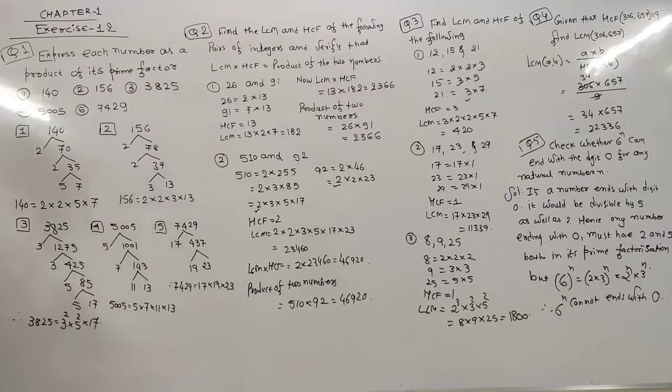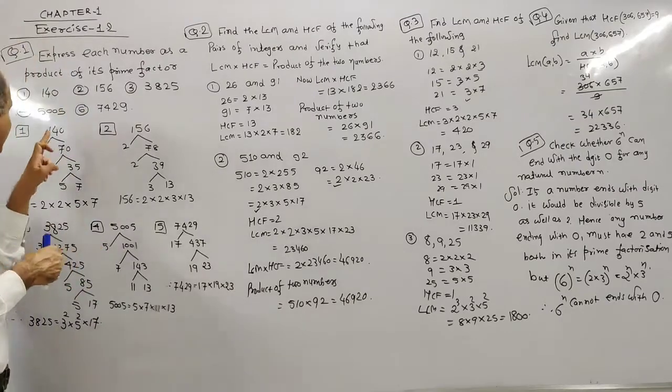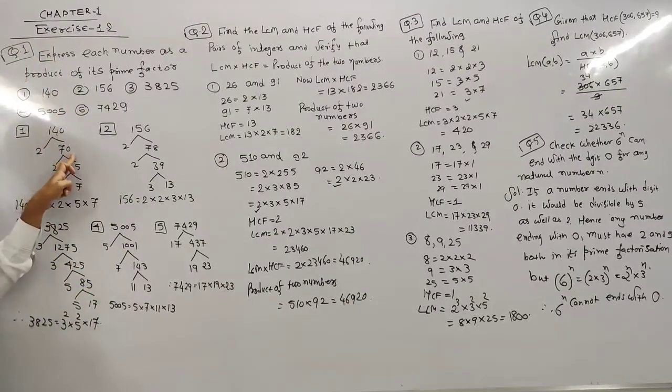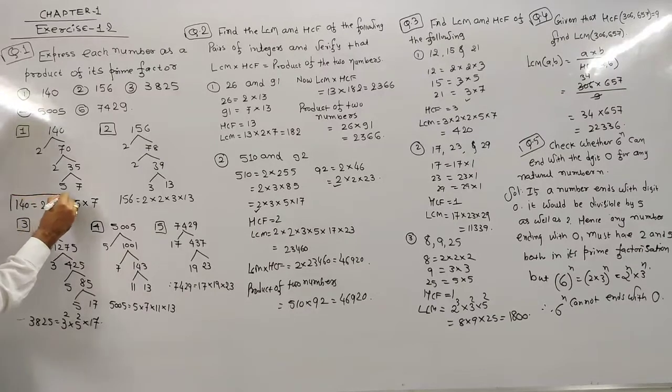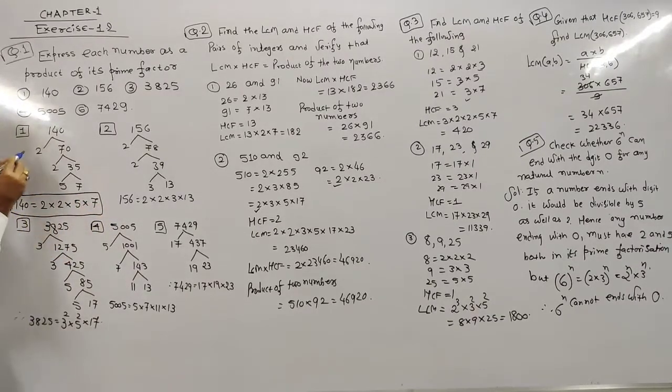Well, the first one is 140. When you divide 140 by 2, because you know the last digit is 0, it is divisible by 2, you get 70. Again the last digit is 0, so again you can divide 70 by 2, you get 35. The last digit is 5, so friends, you can easily divide it by 5, the key of divisibility by 5. So 5 7s are 35. So the prime factorization of 140 is 2 into 2 into 5 into 7.